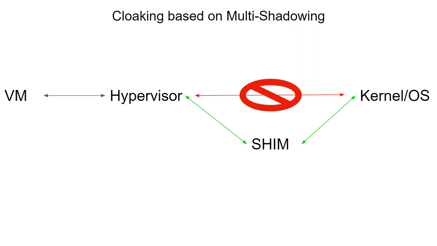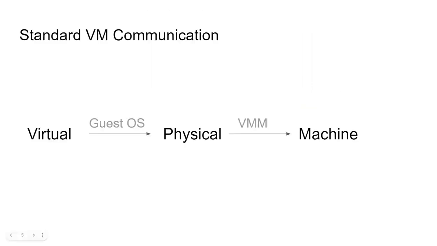So now let's dive into the lower level techniques that enable cloaking. So the physical address space here, it's important to understand how a VM communicates with the underlying OS that we're trying to isolate. So this physical space in the middle is an illusion presented to the guest OS running on the application.